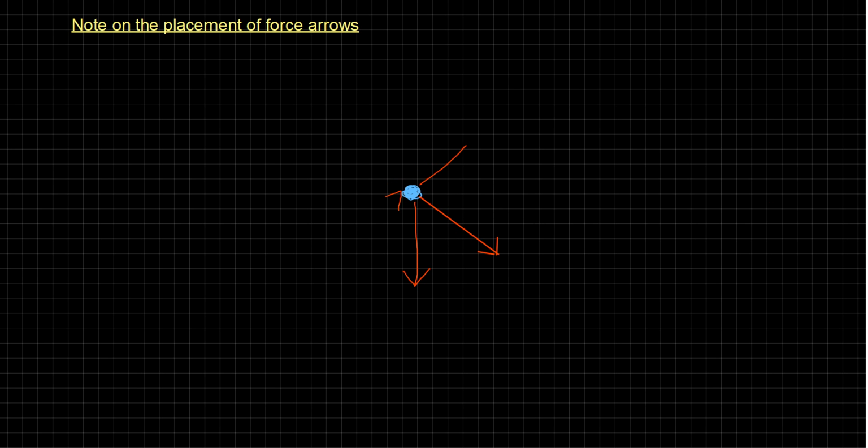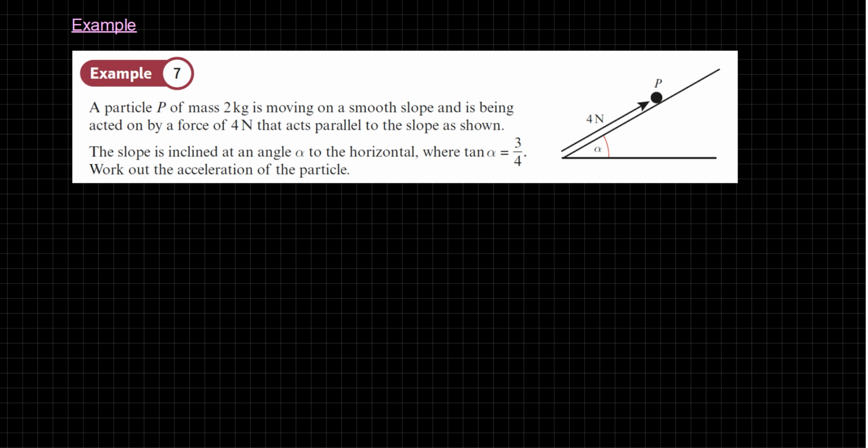Hang on. So that would be, I'd say, a more reasonable way. And it means you can picture it a little bit better, what's going on. Yeah, so that's what I'd recommend. That's my note on the placement of force arrows.